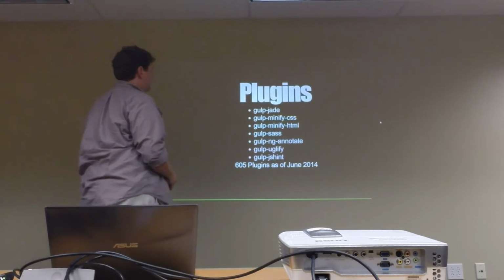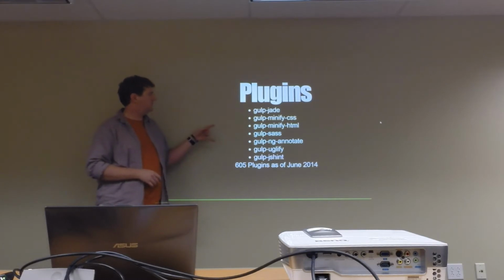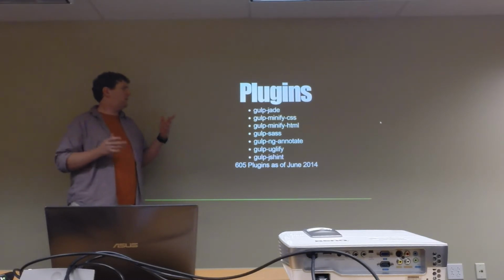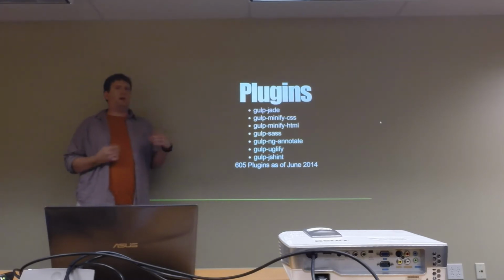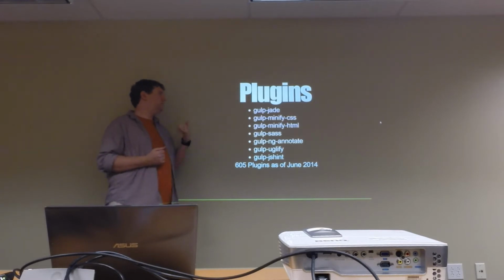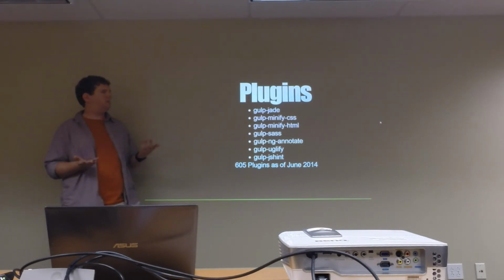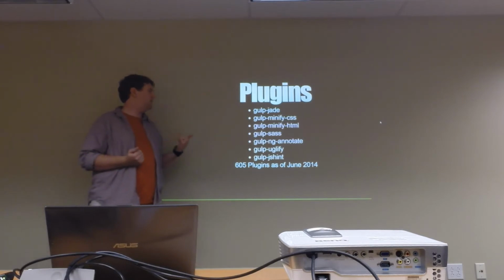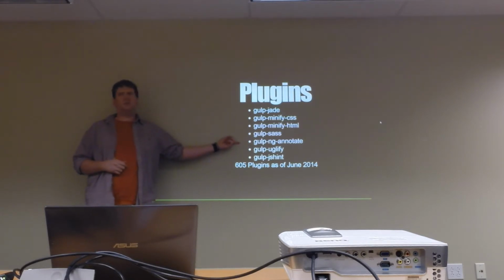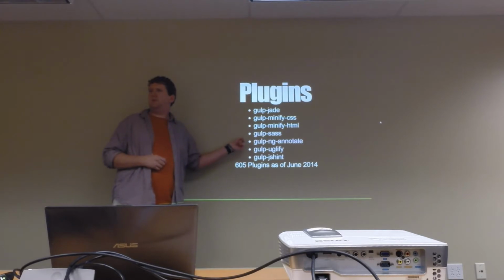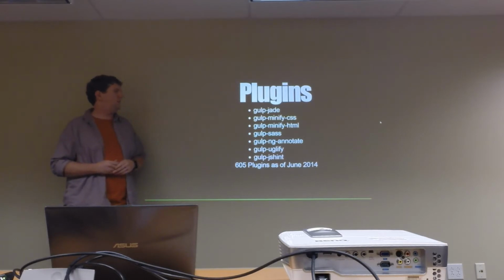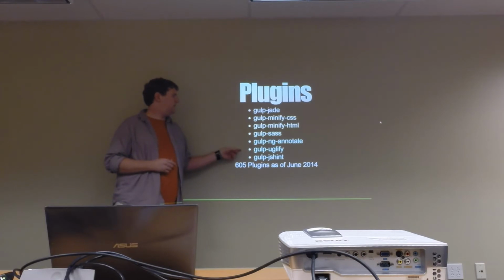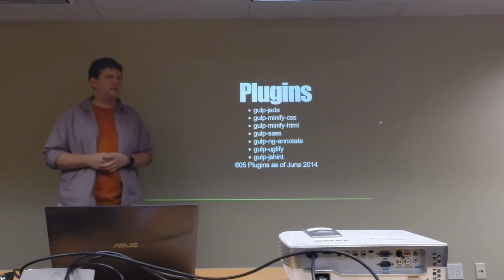So this is some of the plugins that we actually use. And you can probably guess right away from the names what they do, but I'll just kind of quickly run through them. gulp-jade for compiling Jade to HTML, uncss and minify-html for minifying CSS and HTML, gulp-sass for Sass compilation, ng-annotate. We just recently switched from ng-min, what was it? ng-min to ng-annotate for pre-minification of Angular, and then uglify and jshint do exactly that.